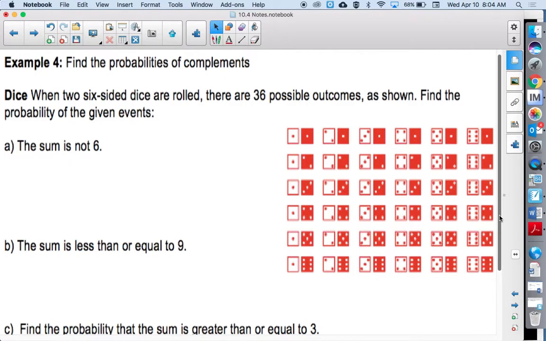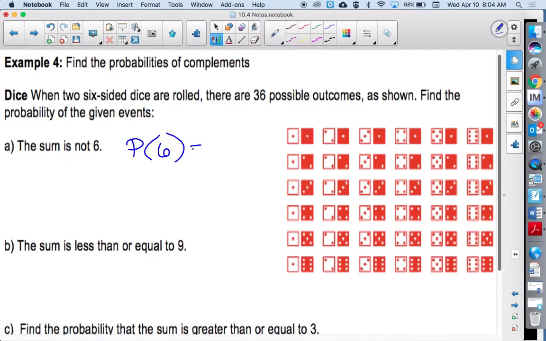So it says we want the fact that the sum is not 6. So by using complements, if we find the probability that it is 6, which is a lot easier to count because there's going to be less options, then we can take 1 minus that value, and then we have the complement.